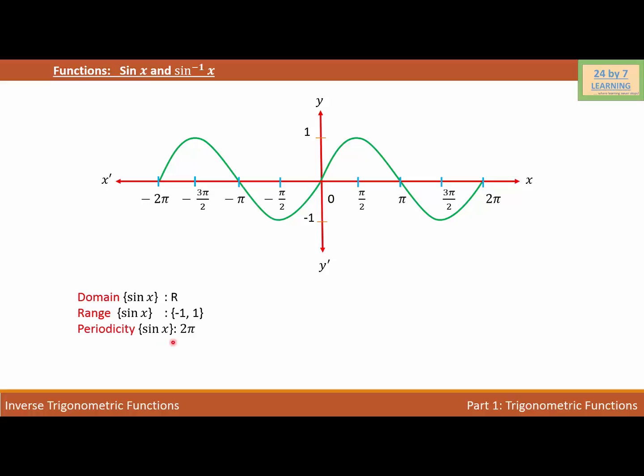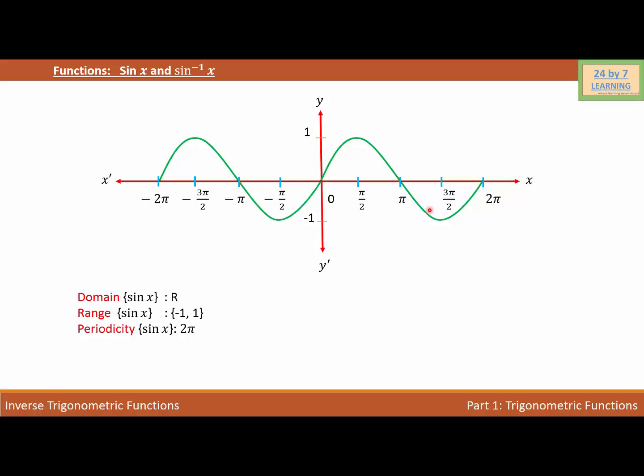The periodicity of sine is 2 pi because sine repeats itself after 2 pi. So basically it's more like rotating in a cycle, and you get the same point after 2 pi, or you can say after one rotation.